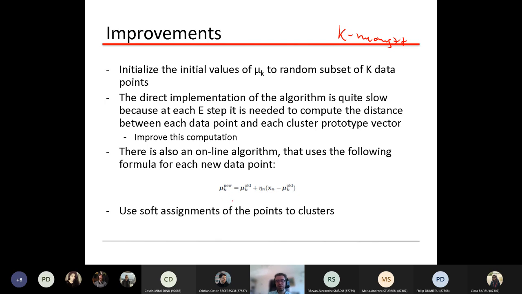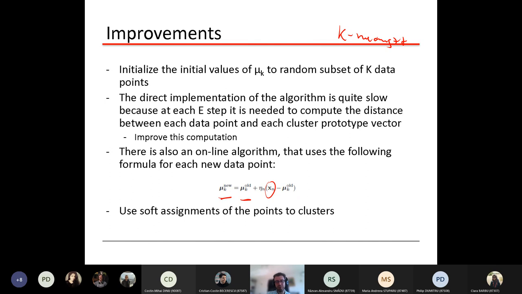And for the online algorithm, for each new point that we have, so if we have a new point xn, we take the closest cluster, and we take the distance between xn and the closest cluster, and we update this cluster mu k by taking something similar to a learning rate.